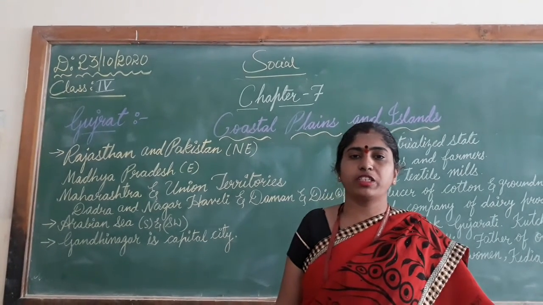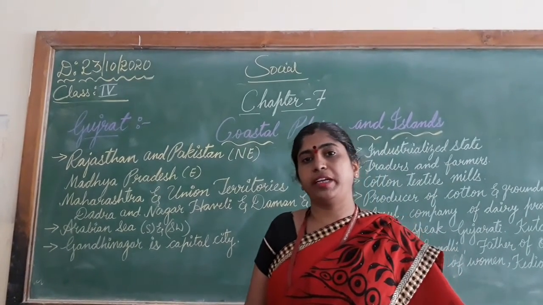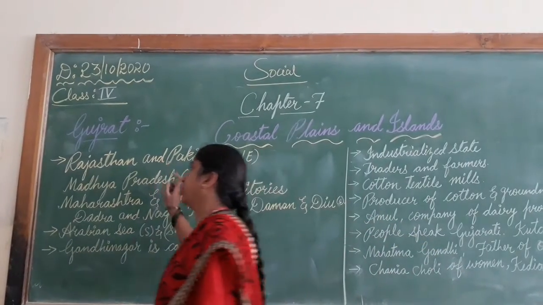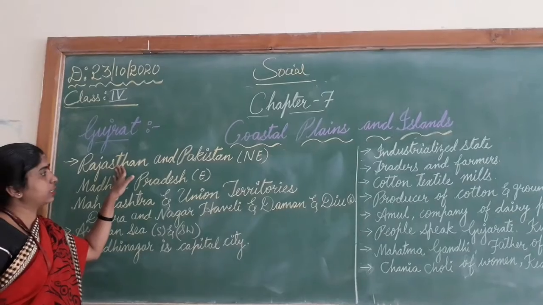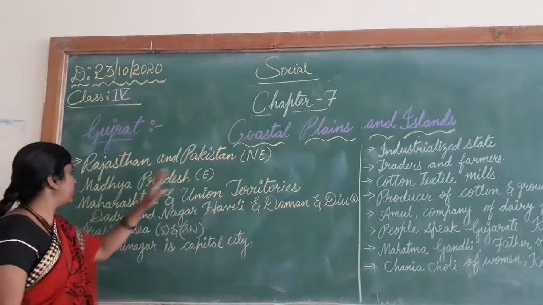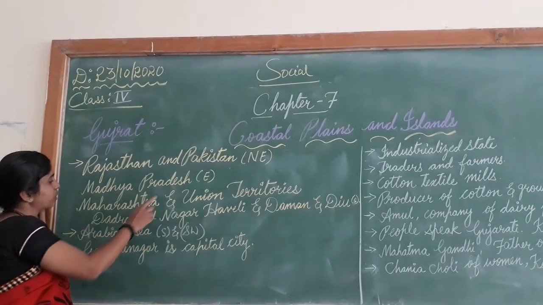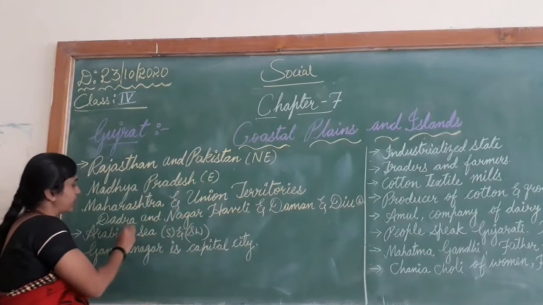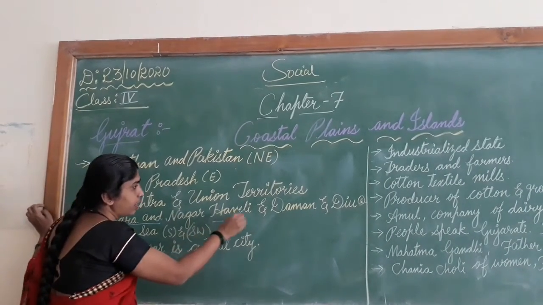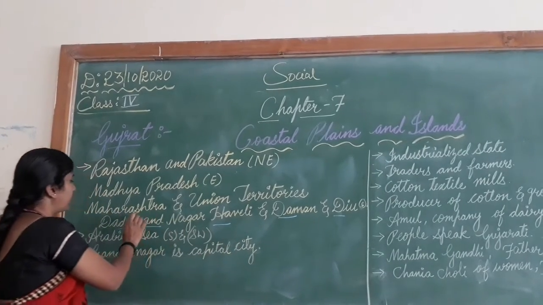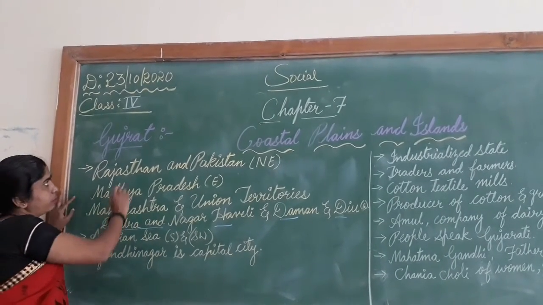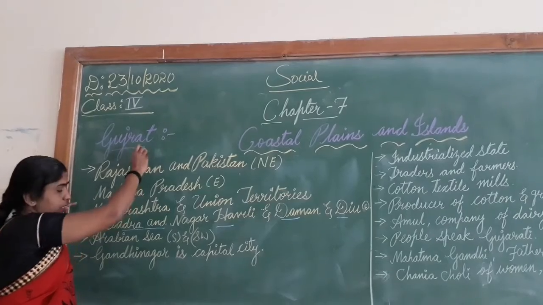So children, in the western coastal plain, the first state we will study is Gujarat. Gujarat borders Rajasthan and Pakistan in the northeast, Madhya Pradesh in the east, and Maharashtra, and the Indian union territories Dadra and Nagar Haveli, and Daman and Diu are also bordered to this Gujarat state.